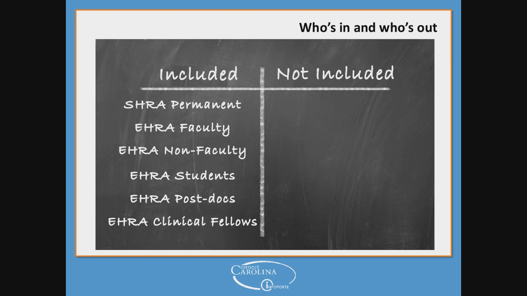So that seems like a lot of people. So if all of those people are included, who's not included? We have 3 main groups. The first one is SHRA temporary employees. And that means they're either a temporary, so a regular or intermittent temporary employee, an SHRA retiree, or an SHRA student. And the reason that those folks are not included is because they log their hours in TIM. And so because they're paid hourly, we have no way to know how many hours they're actually going to work, and so we don't project for them.